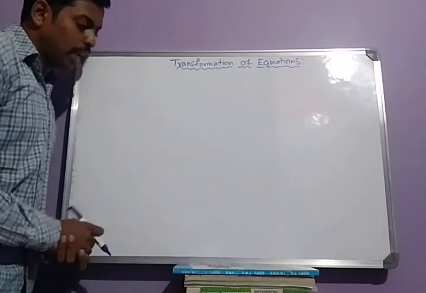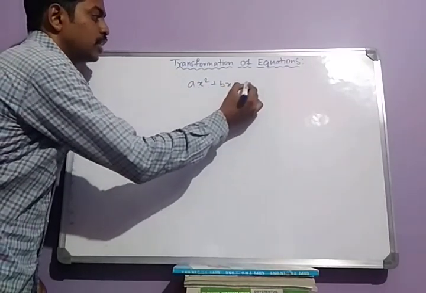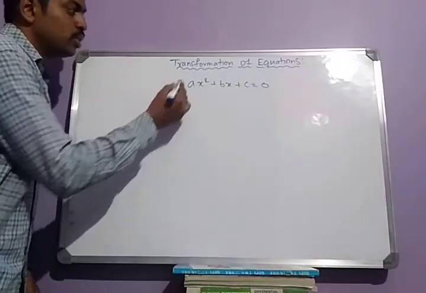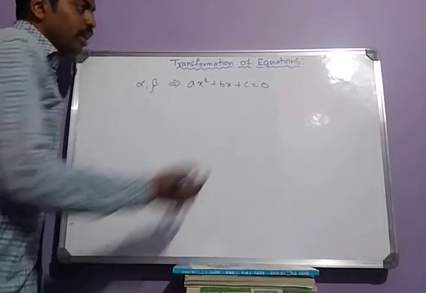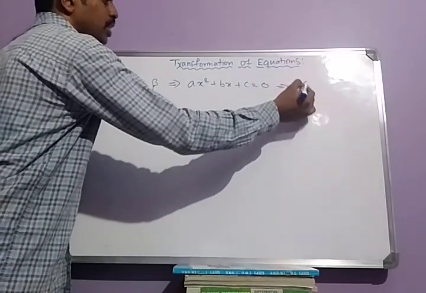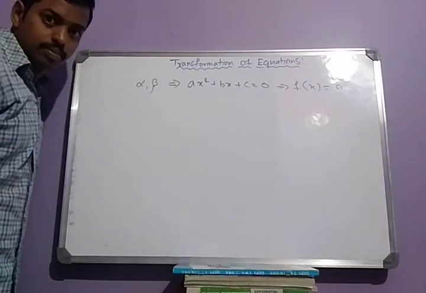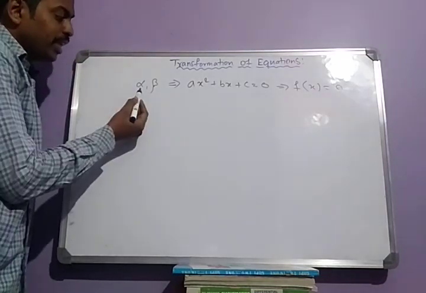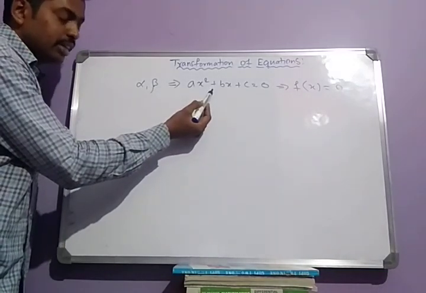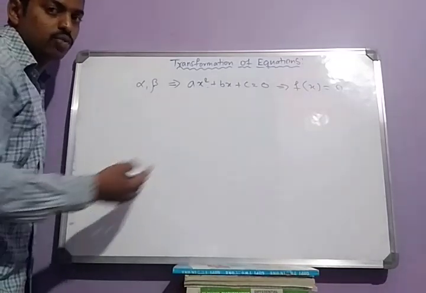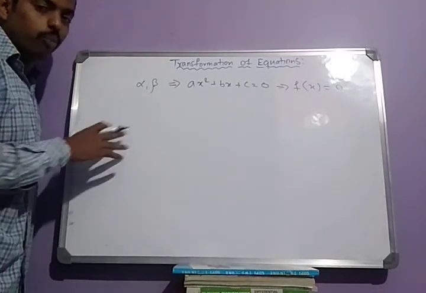For example, I'll consider a quadratic equation ax square plus bx plus c equal to 0 whose roots are alpha comma beta. So in general, we will consider this ax square plus bx plus c as 0 as f of x is equal to 0. See, if the roots alpha and beta are changed, automatically this quadratic equation will be transformed. How it is transformed? We will see that. All the possibilities we will see.